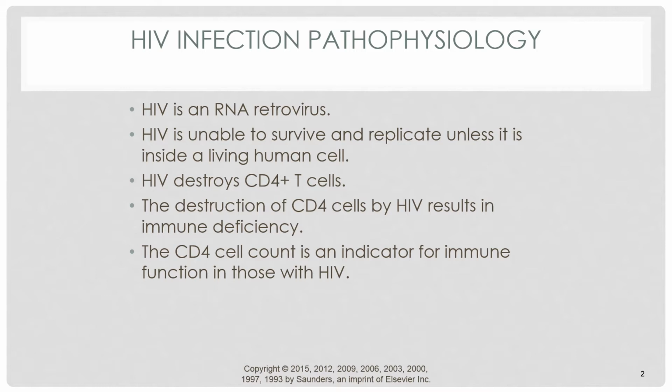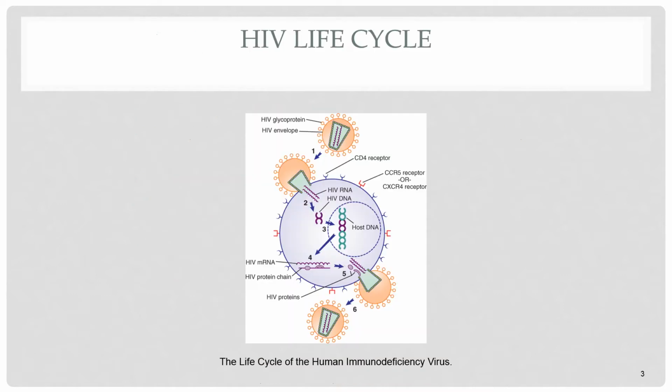Okay, so unfortunately, when it takes over and makes these little baby viruses in our CD4 cells, it causes an immune deficiency. And when we lose those CD4 cells, that's an indicator of advanced HIV disease. So the CD4 cell count is an indicator for immune function. That's something they're going to have counted when they do a viral load and when they do a CBC and things like that. They're going to get their CD4s counted specifically.